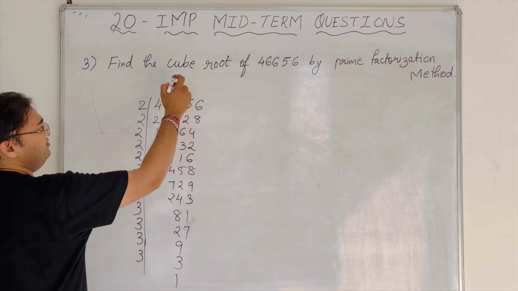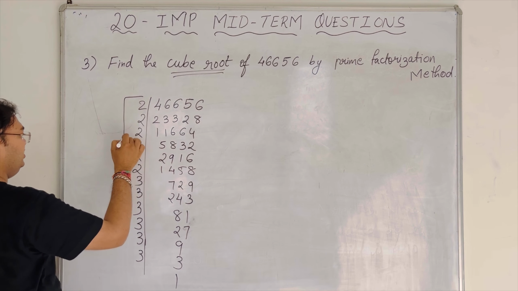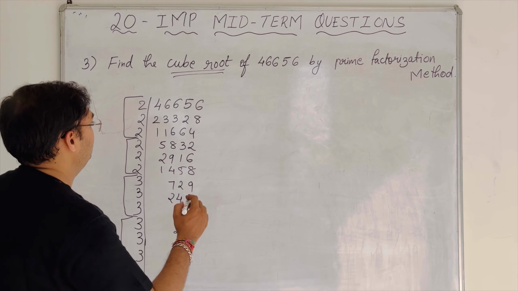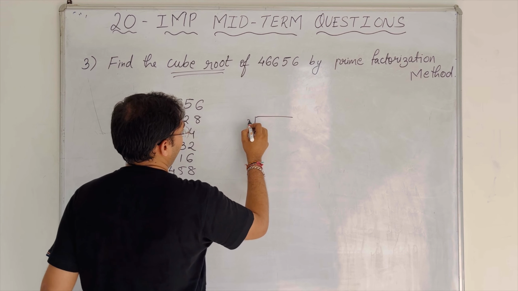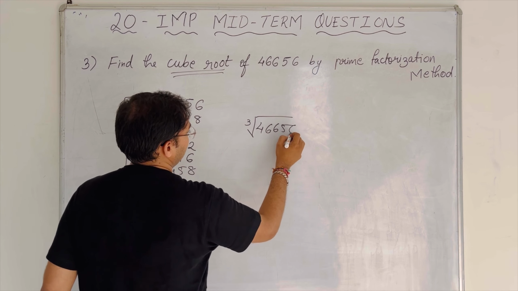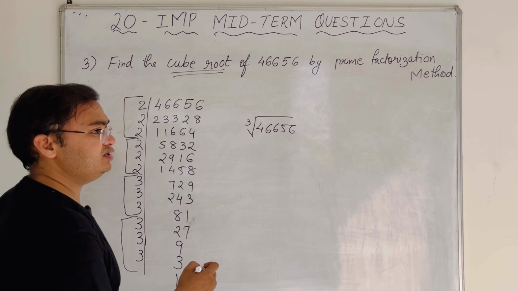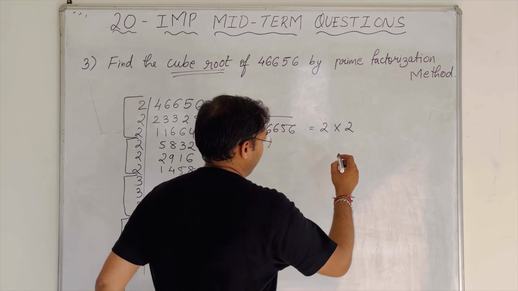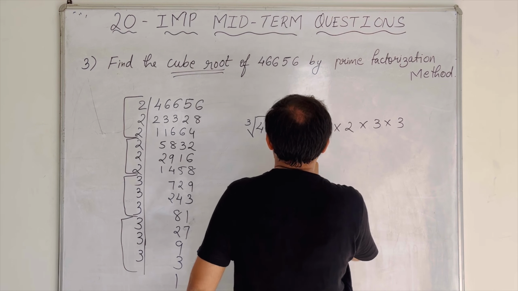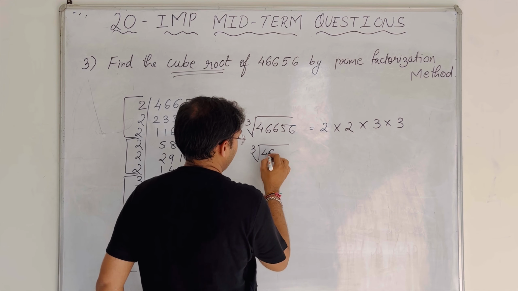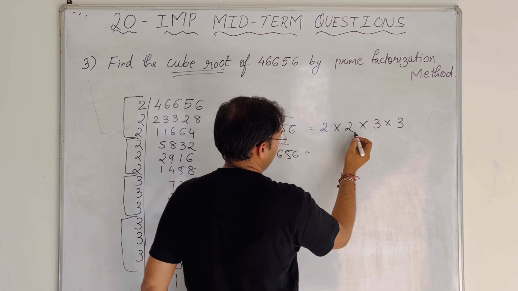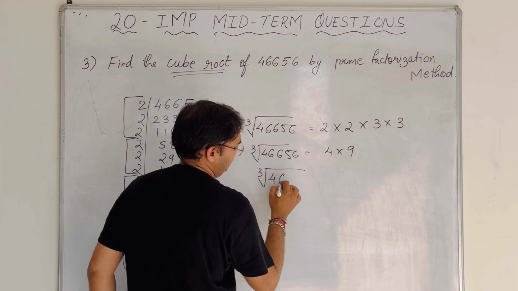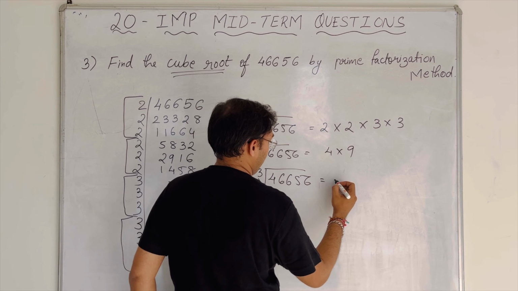As we are supposed to find the cube root, we'll make groups of 3 numbers. Very nice, we are getting exactly the groups. So the cube root of 46656: 2 appears 2 times in groups, so write 2 into 2. Then 3 is also 2 times, so write 3 into 3. So the cube root of 46656 equals 2 2s are 4 into 9, which is 36.